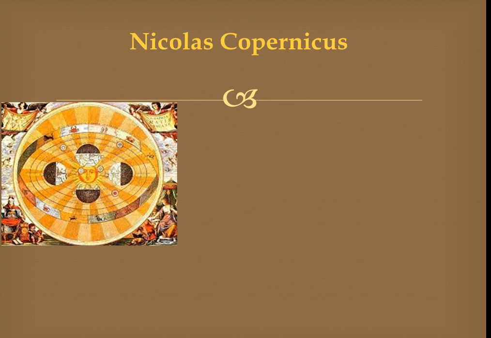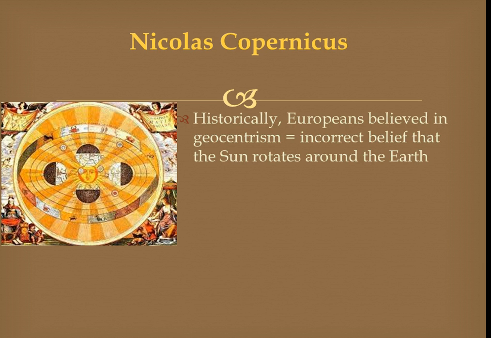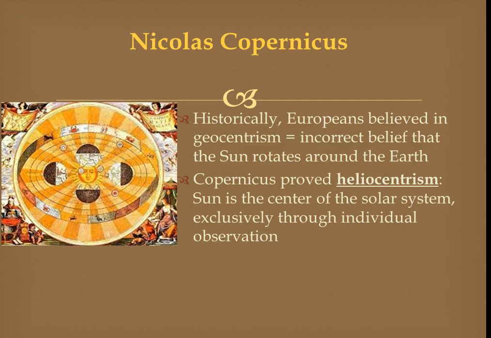Our first scientist is Nicholas Copernicus. Historically, Europeans believed in geocentrism. Geo meaning Earth, centric meaning the center. So they believed that the sun rotates around the Earth. And Copernicus believed in heliocentrism. Helio, if you know the element helium, it's what the sun is made out of. Helio means anything to do with the sun. So this is the belief that the sun is the center of the solar system.